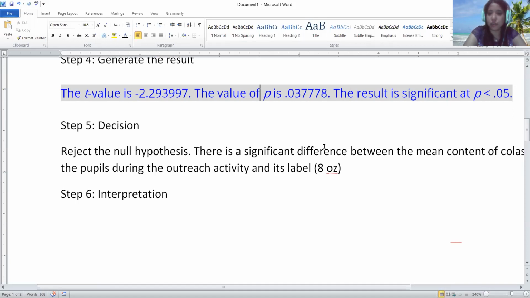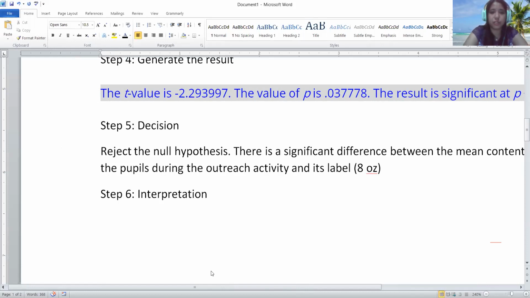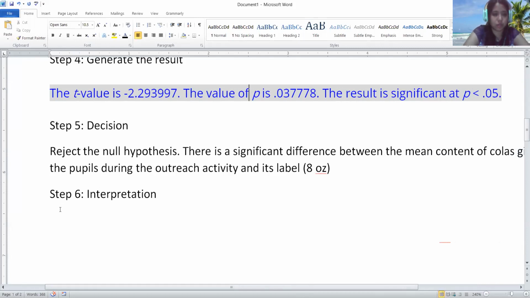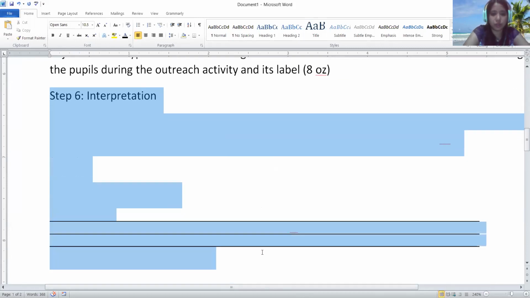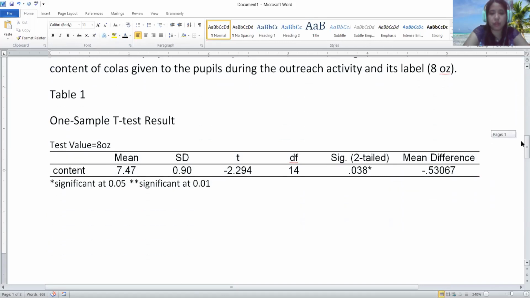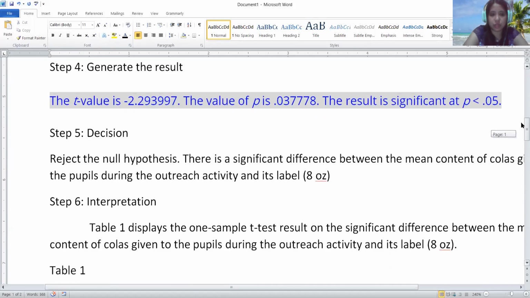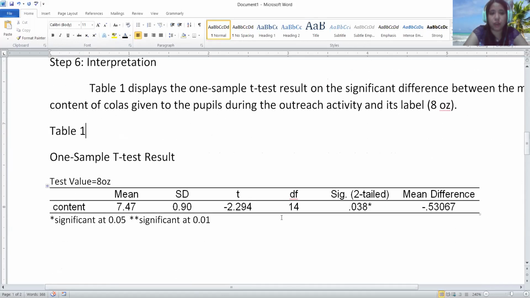So there is a significant difference between the mean content of colas given to the pupils during the outreach activity and its label 8 ounces. So for the interpretation, I also included here a table that will show also the value of the mean, the value of the SD, and the computed value negative 2.294.